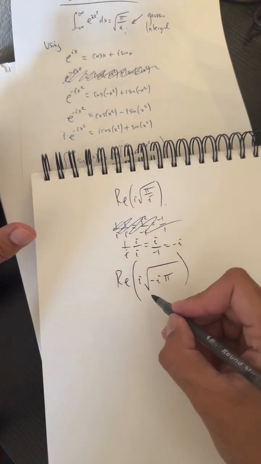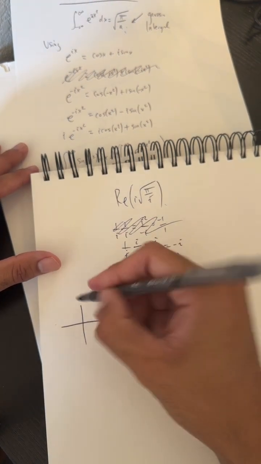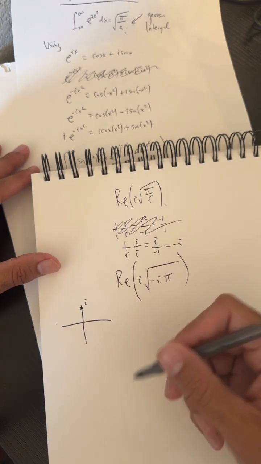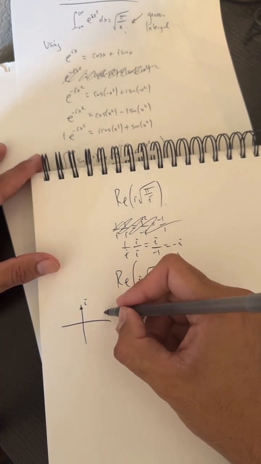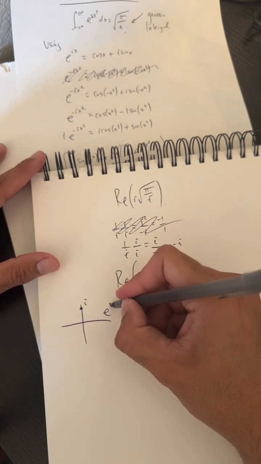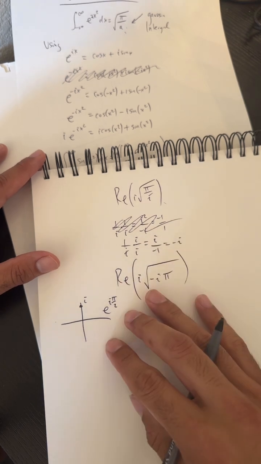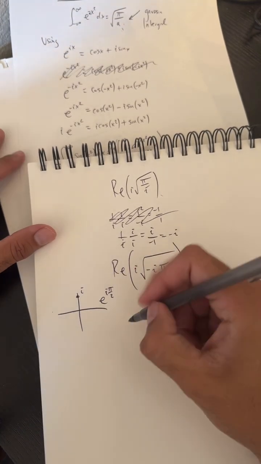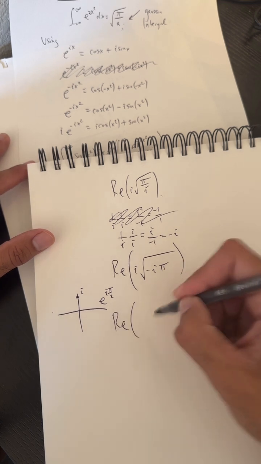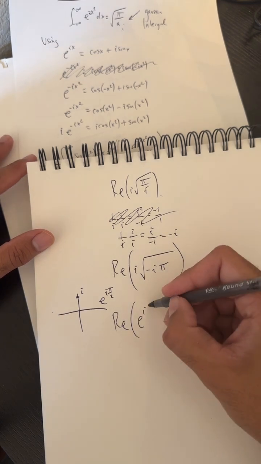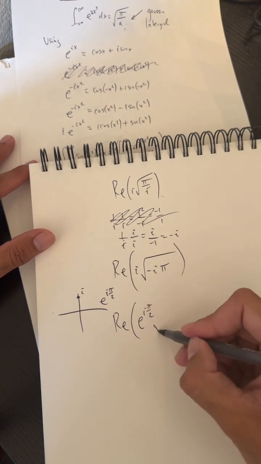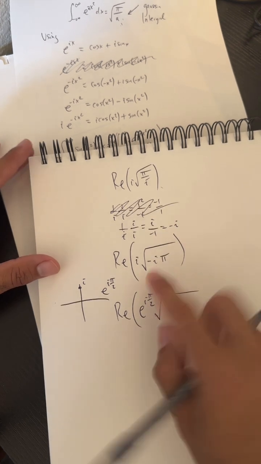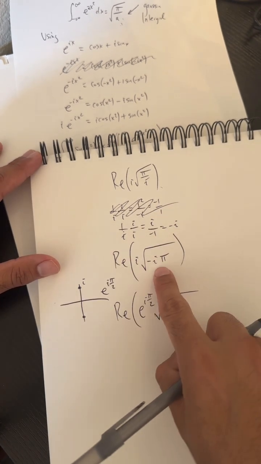Now we're going to go to the polar form and think about this. The i up here has polar form e to the i pi over 2. If you know some polar form, hopefully that makes sense, but trust me, this is exactly what it is. So we have the real part of e to the i pi over 2, and on the inside we have negative i, pi.